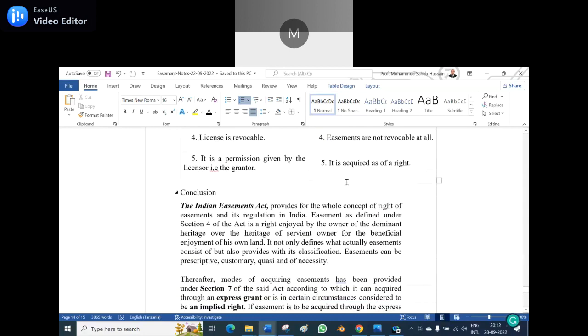Now let us see the conclusion of this easement. Later on, we'll see the differences among the lease, easement, and license. So today I would like to wind up this chapter on easement.